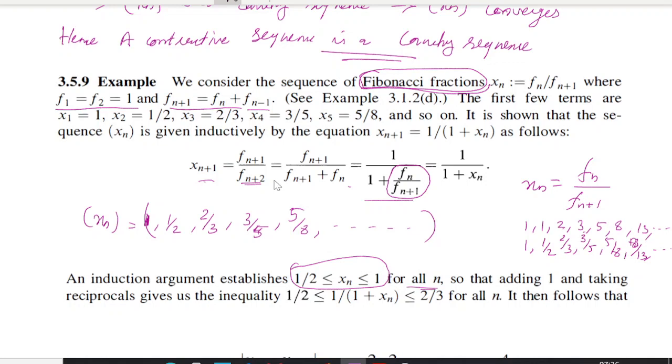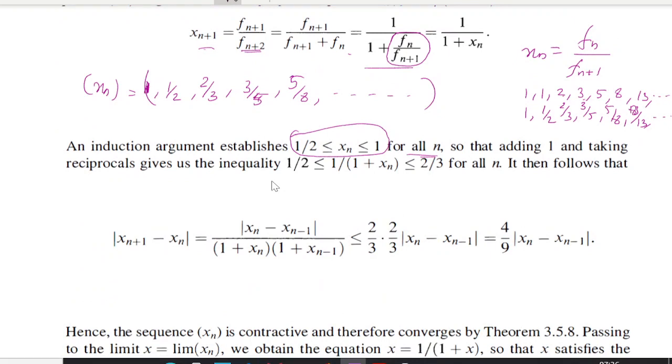So adding 1 to this, we get 1 by 2 less than or equal to xn plus 1 less than or equal to 1 plus 1. Then, taking reciprocals, we will get 1 by 2 less than or equal to 1 by 1 plus xn, which is less than or equal to 2 by 3. We will make use of this idea here, that is, 1 by 1 plus xn is less than or equal to 2 by 3.